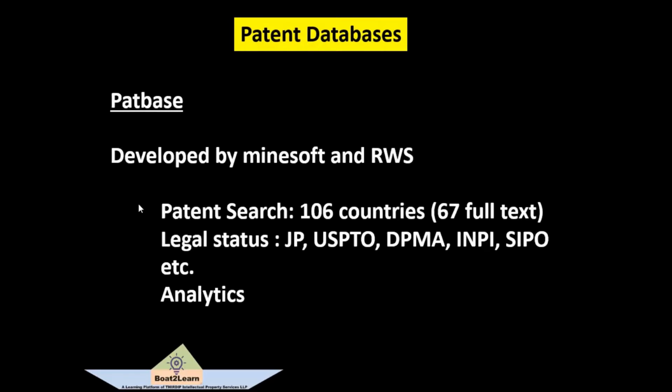Then Patbase, it is developed by Microsoft and RWS. It has patent search in different countries. Like till today, or we can say till this month, we have in it 106 countries, of which full text records are available for 67 countries. And then legal status of Japan, US, then Germany, then France and China are available. And then it also has some analytics and keywords gathering, and like that some features are there.